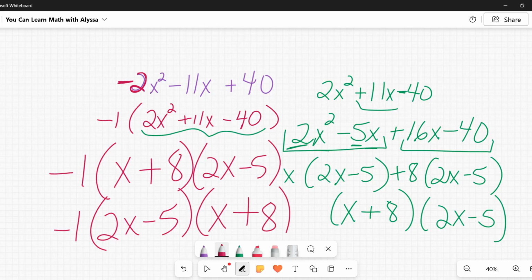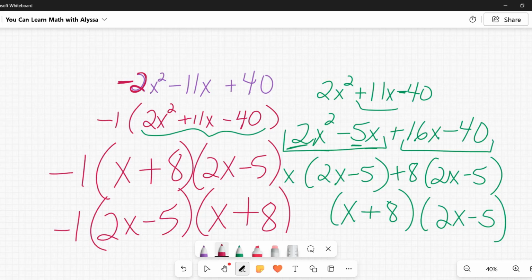The one with the bigger coefficient is usually written first. And there I factored it. Now some teachers are going to want that negative 1 to be distributed. Do not make the mistake, please, of trying to distribute it through the whole thing. Just pick one of them. Multiply the negative 1 just times this, or the negative 1 just times the x plus 8. So please, please just do that.